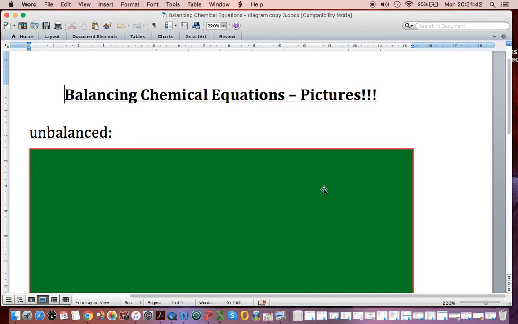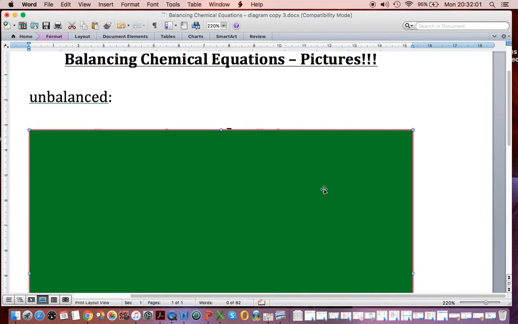So we're going to look at an equation that's unbalanced, and that's what we call a skeleton equation, just the formulas. And we're going to gradually add coefficients until it's all balanced. And each time we add a coefficient, we're going to see how that changes in terms of pictures. So let's get this thing rolling.